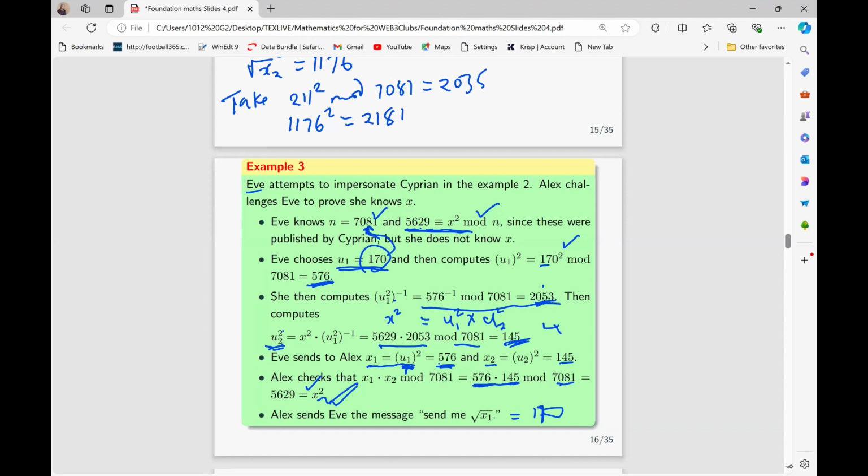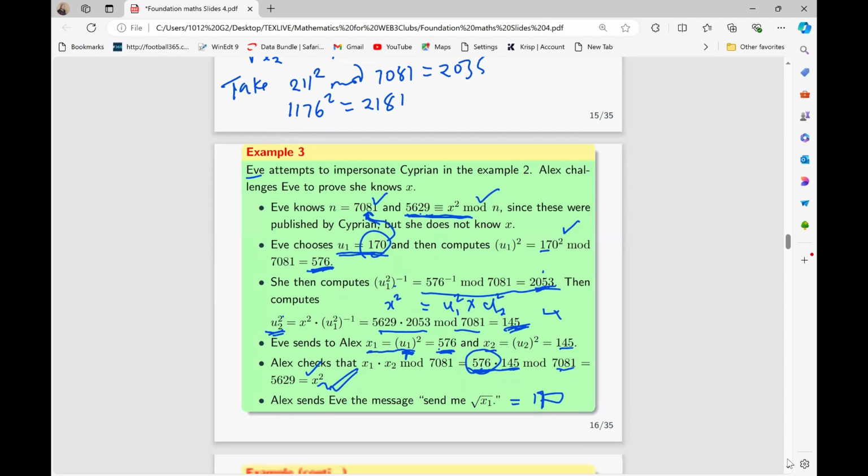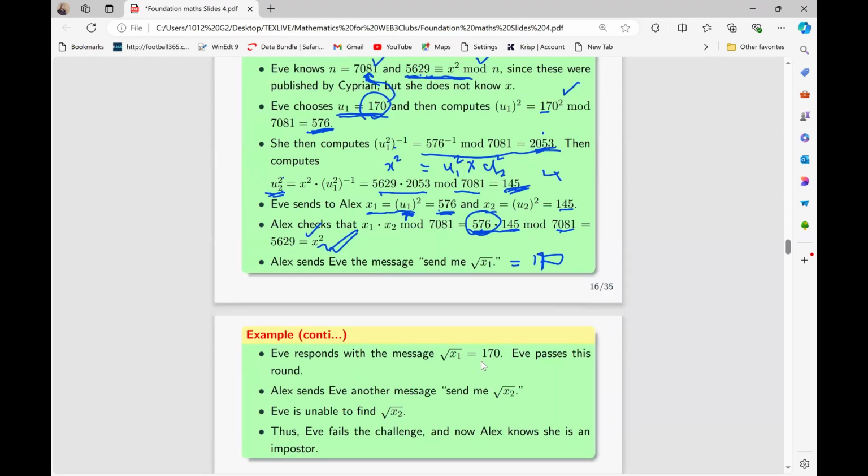X1, what is x1? X1 is just 576. So Alex squares 170, and he finds that it gives him 576. She has again scored. Because the square of 170 is 576. So Alex now asks, give me the square root of x2.